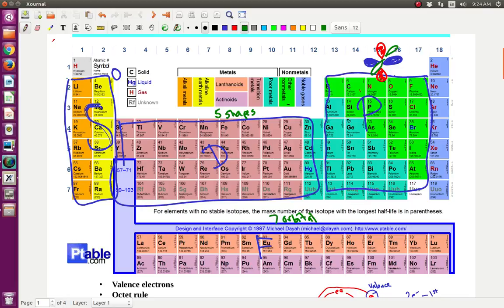The S has only 1 shape, so it's 1 times 2: 2 electrons can be in the S orbitals. The P has 3 shapes, so 3 times 2 is 6 electrons can be in the P orbitals, the P sublevels. The D has 5 shapes, so 5 times 2 is 10 electrons can be there, and 7 for F, so 7 times 2 is 14 electrons can be there.